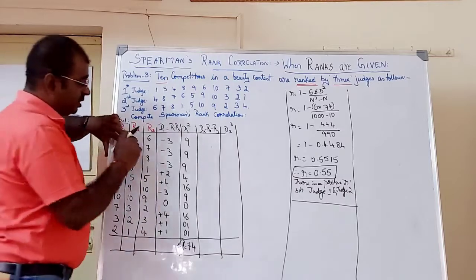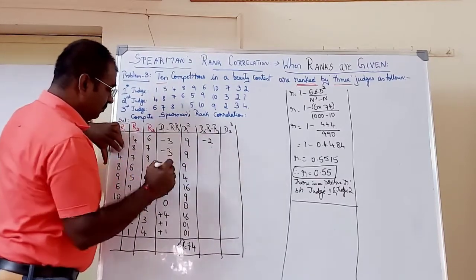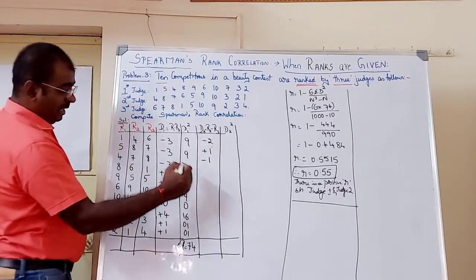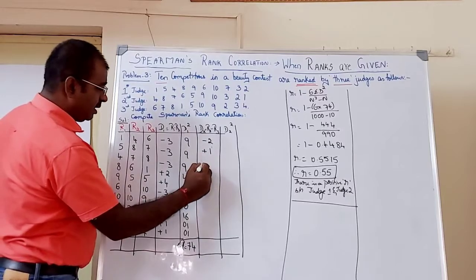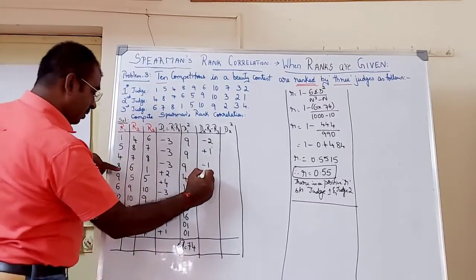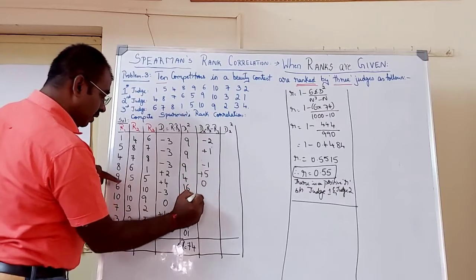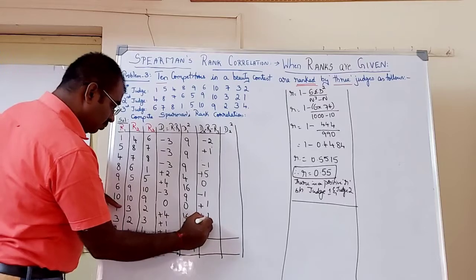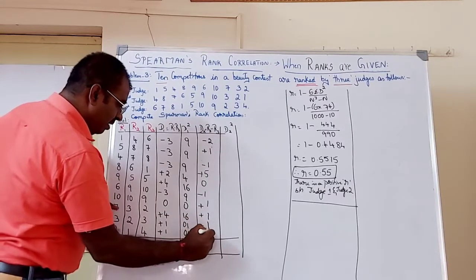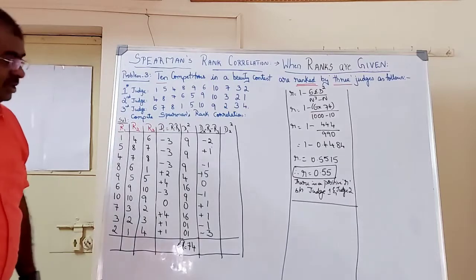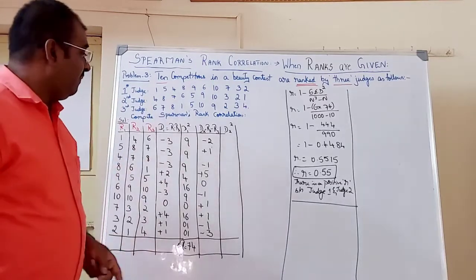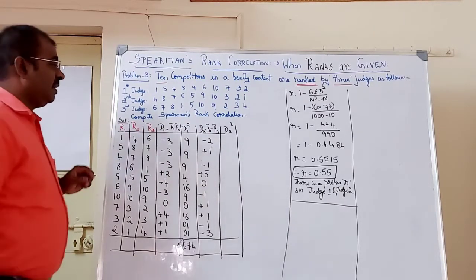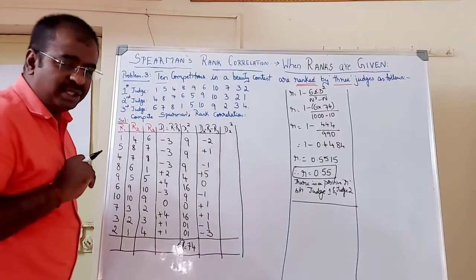Now judge 2 minus judge 3: 4 minus 6 is minus 2, 8 minus 7 is plus 1, 7 minus 8 is minus 1, 6 minus 1 is plus 5, 5 minus 5 is 0, 9 minus 10 is minus 1, 10 minus 9 is plus 1, 3 minus 2 is plus 1, 2 minus 3 is minus 1, 1 minus 4 is minus 3. So I found the first step, that is the difference of ranks between judge 2 and judge 3.